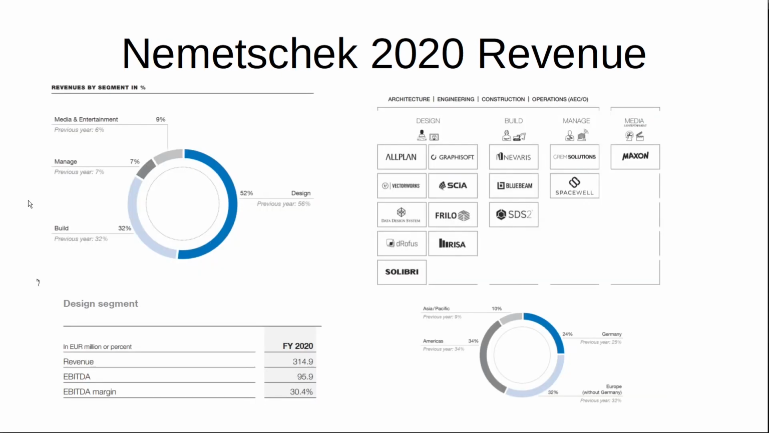Now let's take a look at Nemetschek 2020 revenue. The total revenue of the company was 0.6 billion euro, which is roughly 0.7 billion US dollars. So Autodesk has roughly 5.5 times more total revenue.